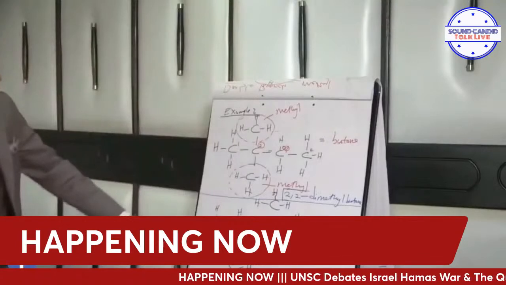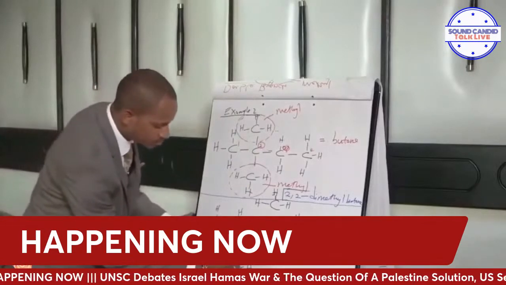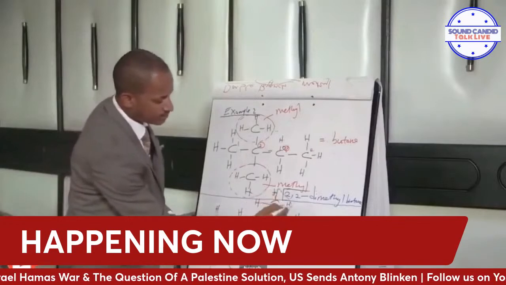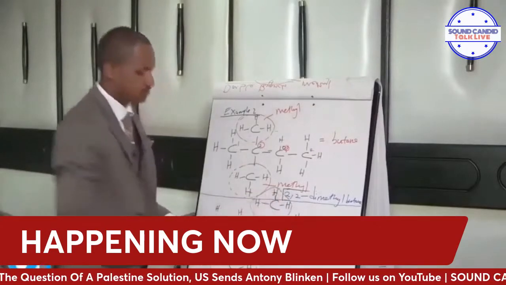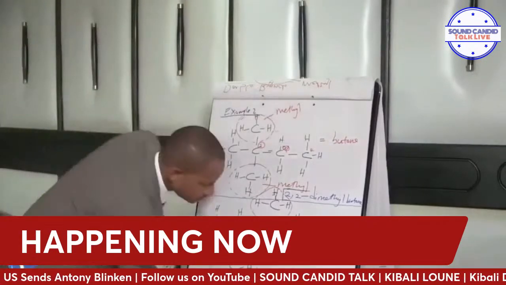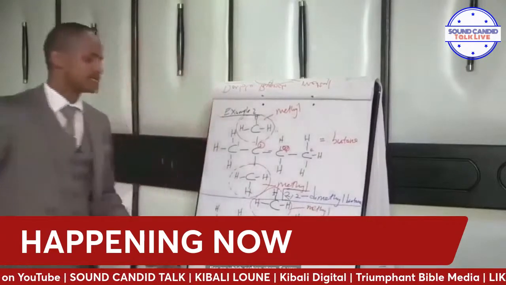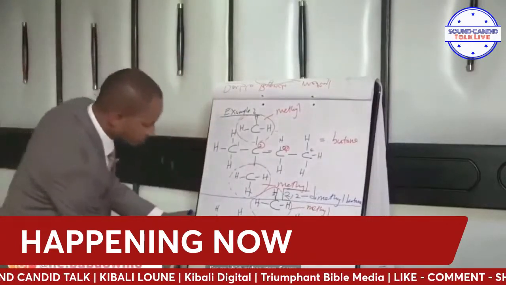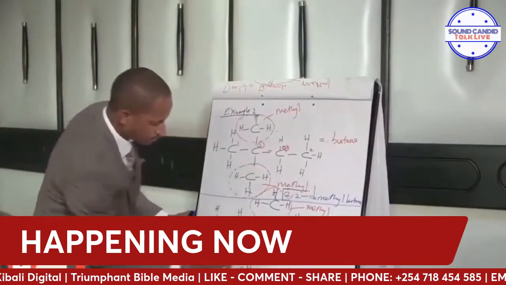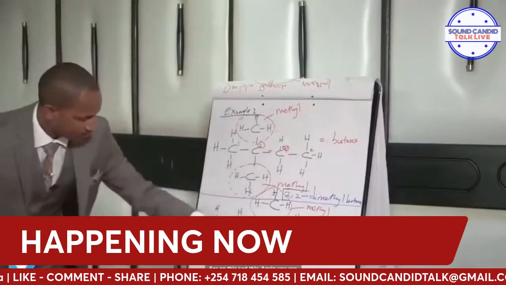Then anything else which is not along the longest continuous chain is called a branch. So this is a branch, and then this is another branch. This branch is a methyl branch. This is also a methyl branch, but it lies on which carbon atom? So you start here 1, 2, 3, 4. It lies on this and this.